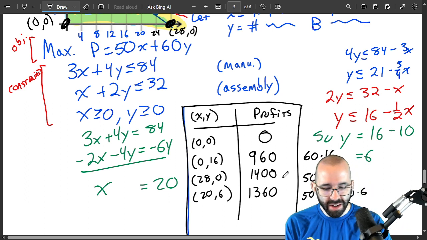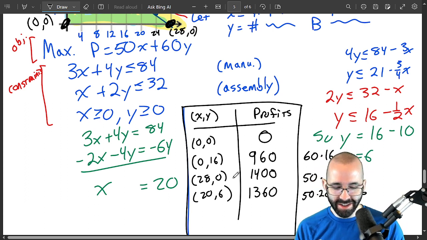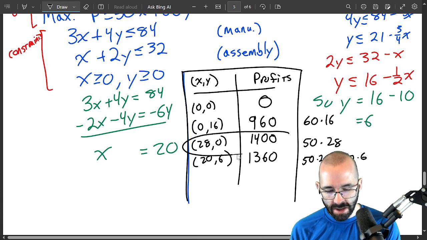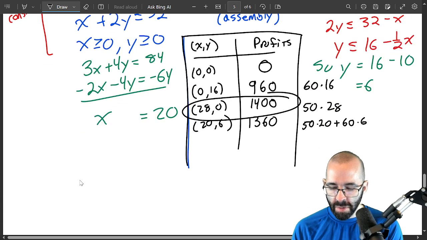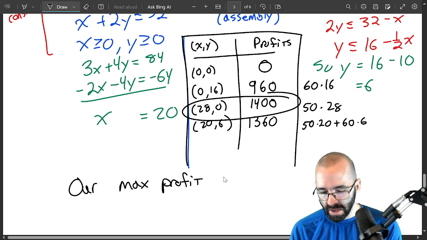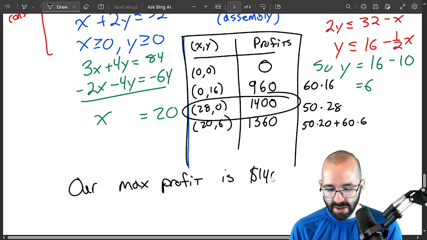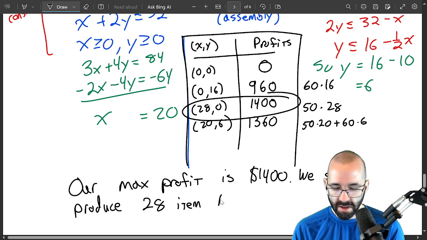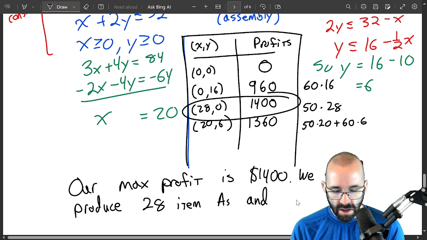All right, so our profit is almost better here. But it's actually the best at the end again, just like the earlier example we did. So this is our winner. So our maximum profit is $1,400. We should produce 28 item A's and no item B's.